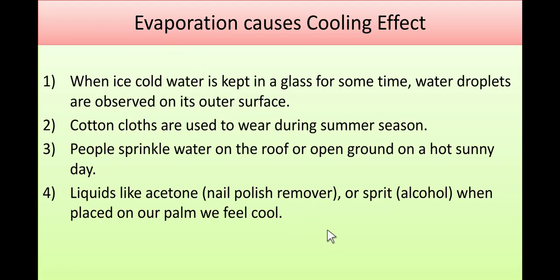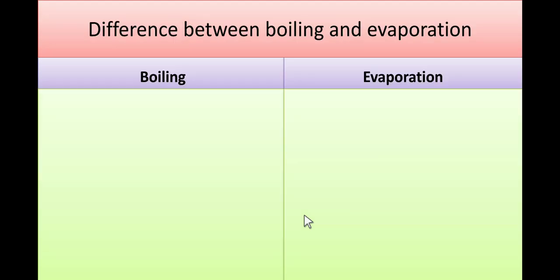When kept on the palm, their particles gain energy from the palm, that is latent heat, or from the surroundings, and evaporate using that heat, causing the palm to feel cold. These liquids take away the latent heat of vaporization from our hand or skin. That is why we feel cold.